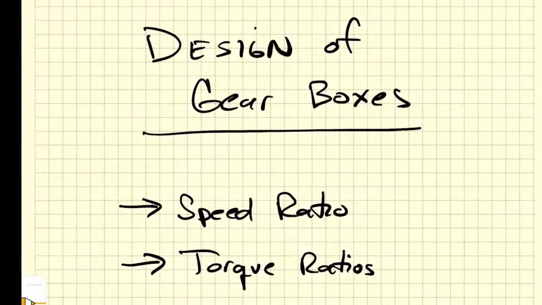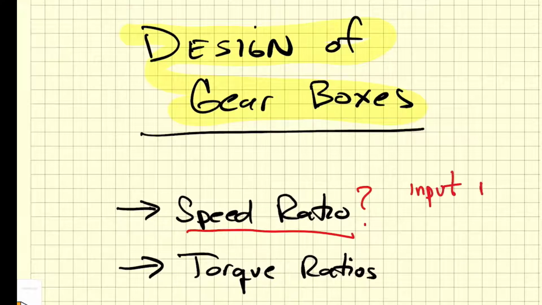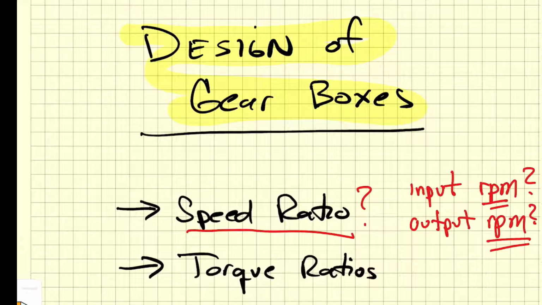When we design a gearbox, we need to know a number of things. The first question you might ask is, what speed ratio do we require? That is, what is the input RPM and what is the output RPM? What do we need for the machine to work? That's the output. What do we have to drive the machine?